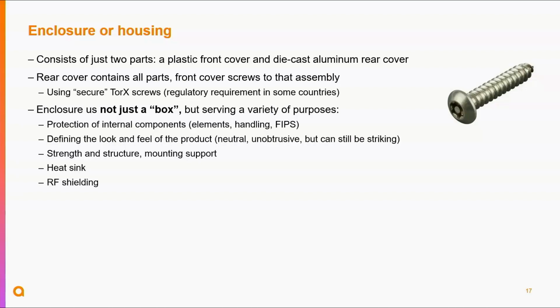So, yeah, as I said, the enclosure itself just consists of 2 parts. It's really a plastic front cover and a die-cast aluminum rear cover. All the parts are really contained in that metal piece. It's like a holder for all of the circuitry. And then we have those secure screws. But keep in mind, it's not just a box. It's not just something to make the AP look aesthetic. It's an integral part of the overall AP design.